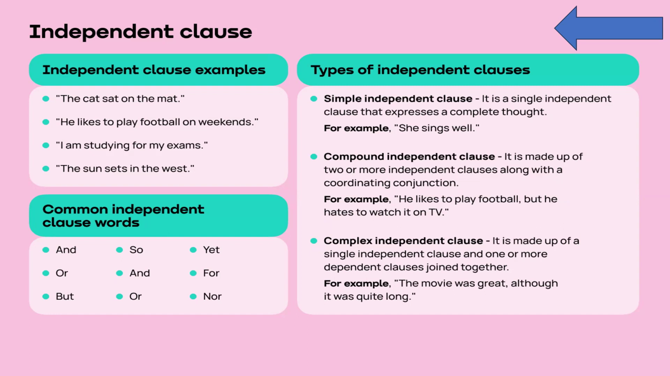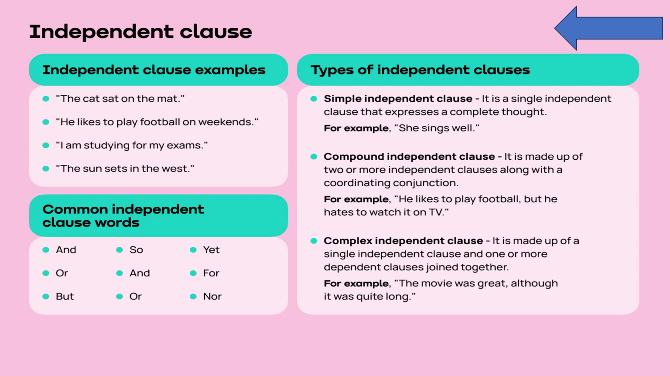What are the types of independent clauses? Simple independent clause, compound independent clause, and complex independent clause. A simple independent clause is a single independent clause which gives a complete meaning, a complete thought, which is making sense in a sentence. She sings well. So it is a simple independent clause.